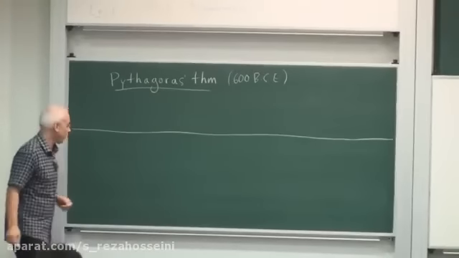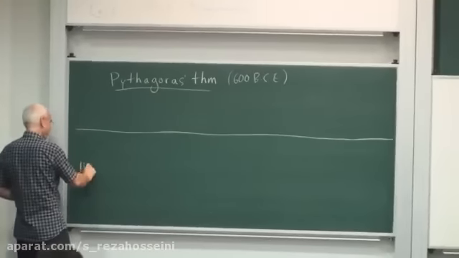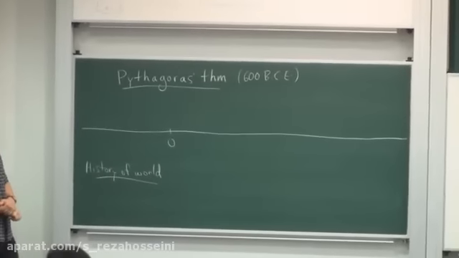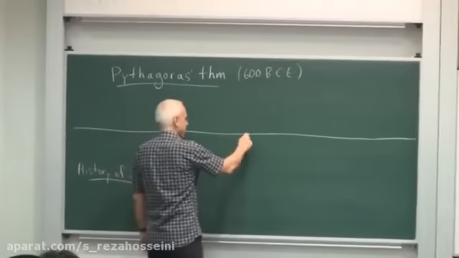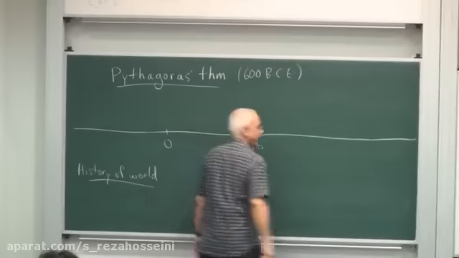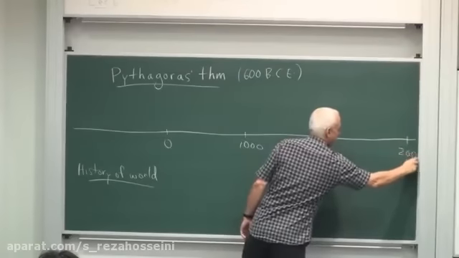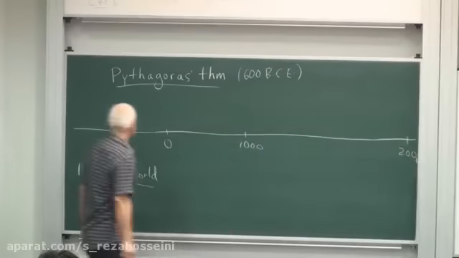So here is a brief history of the world. Very brief history of the world. At some point we'll put year 0 there, and maybe not exactly a linear scale. Year 1000 there, year 2000 here, and maybe here we had 1000 BC and 2000 BC.